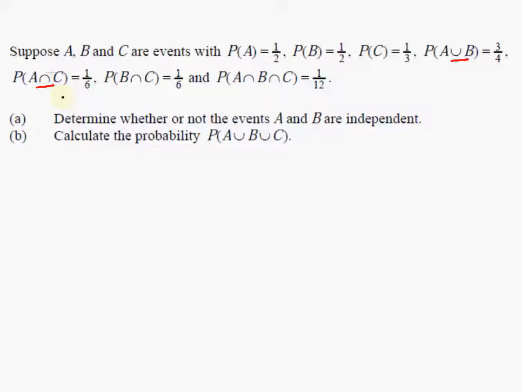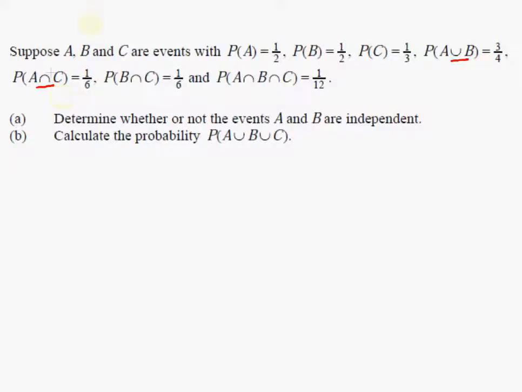the probability of A intersection B intersection C, or A, B, and C, is 1/12. That means they have to be all three. So determine whether or not the events A and B are independent, and calculate the probability of A union B union C. So that means either A or B or C, or a combination of the two, or all three.